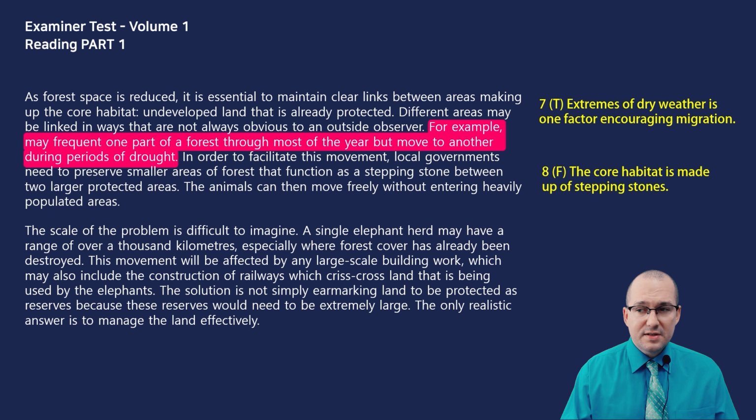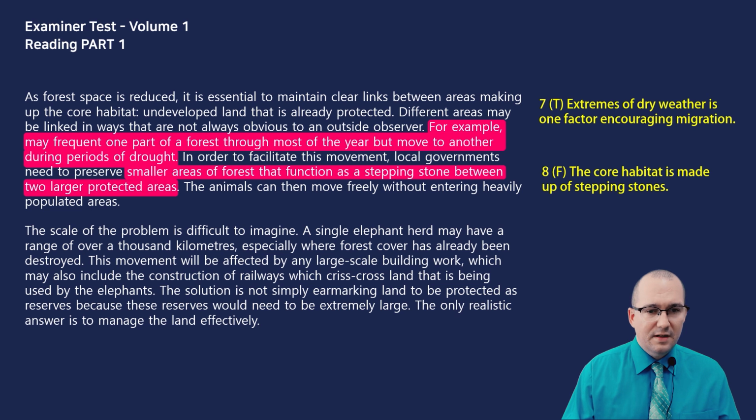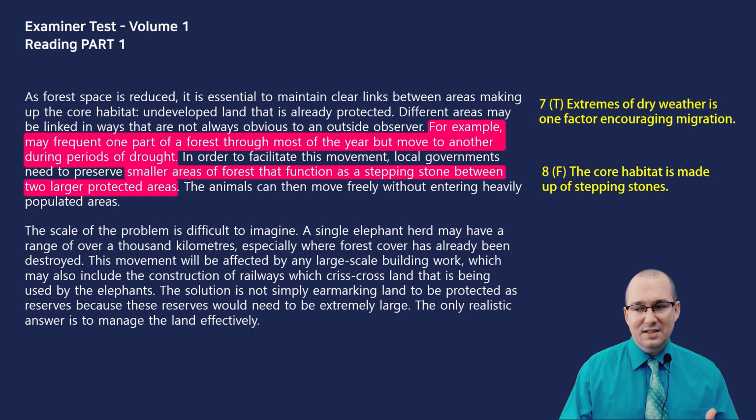For question 8, it's false. The core habitat is made up of stepping stones. Let's see the answer there. So smaller areas of forest that function as a stepping stone between two larger protected areas. Two larger protected areas. And here it says the core habitat. Now core means the main point. You might have seen core for exercise, maybe core strength. That's the main strength. But when they say smaller areas of the forest that function as stepping stones, that is completely the opposite of a core habitat.